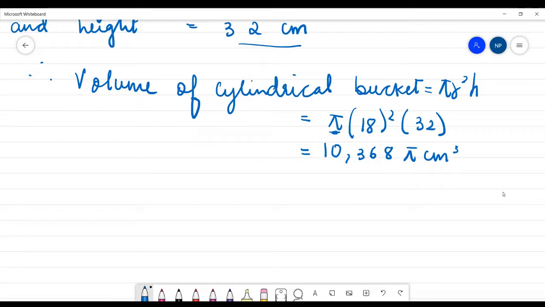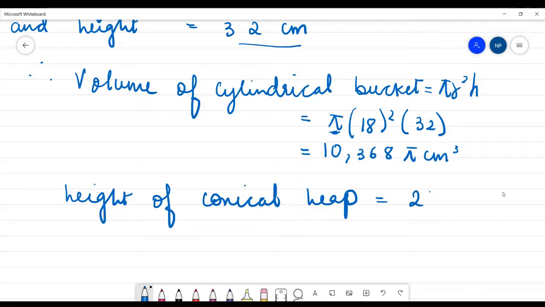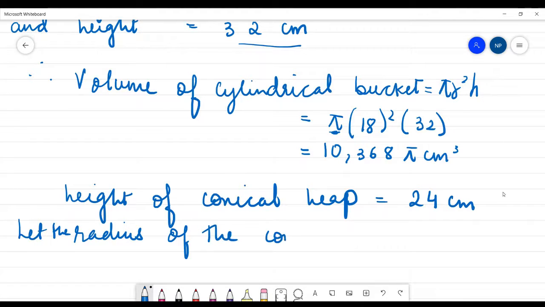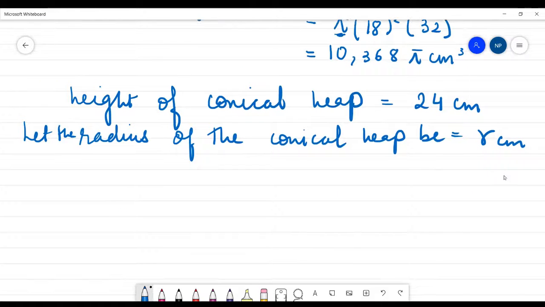Now, after that, we will write what else is given, that the height of the conical heap is given as 24 centimeter. But we don't know the radius, so we will write: let the radius of the conical heap be r centimeter.